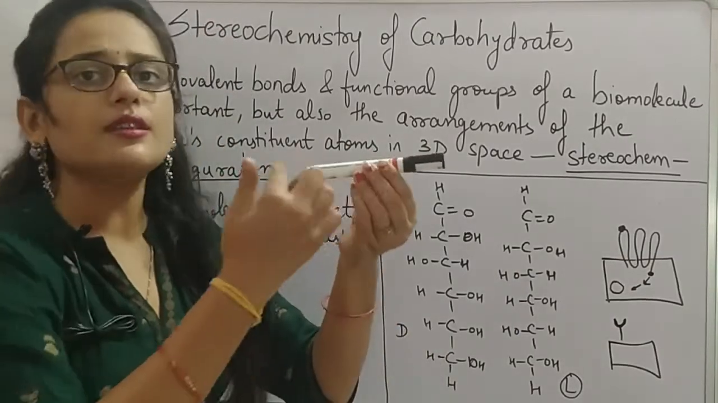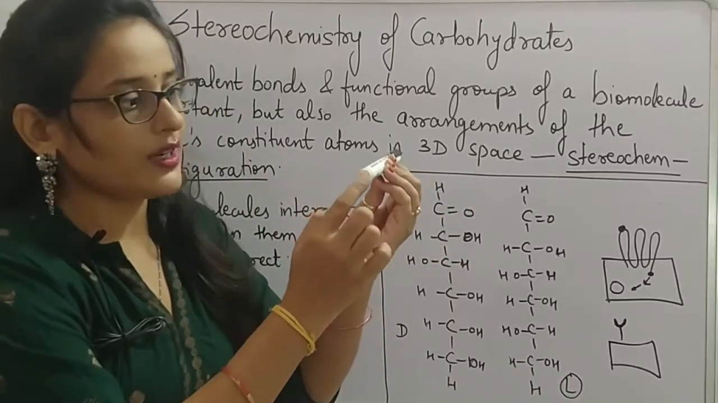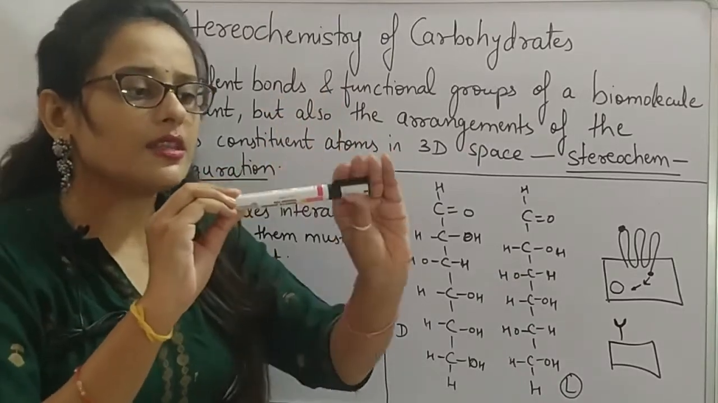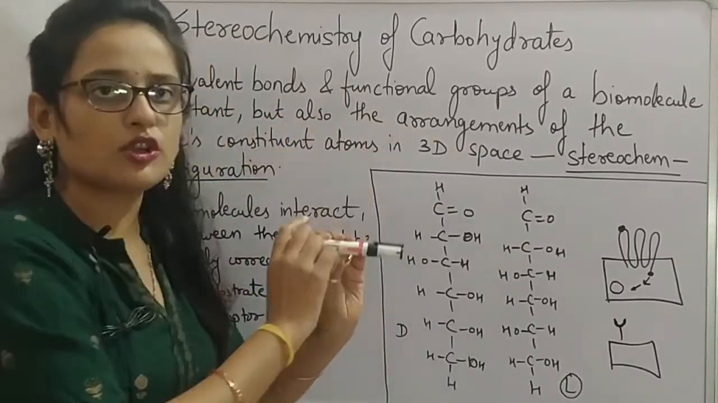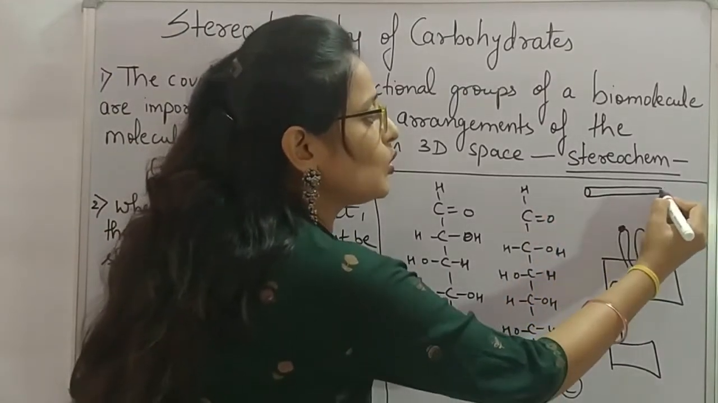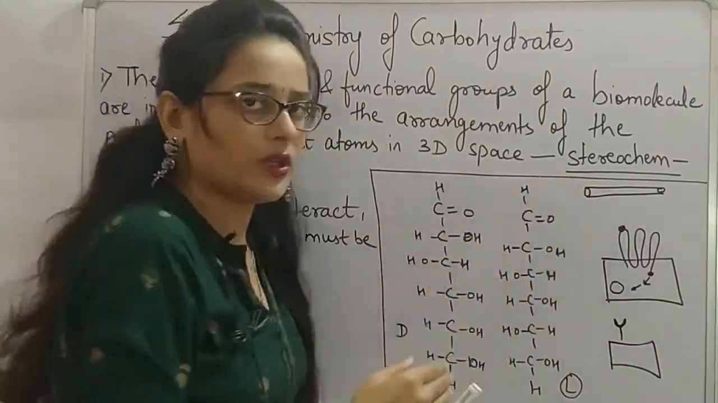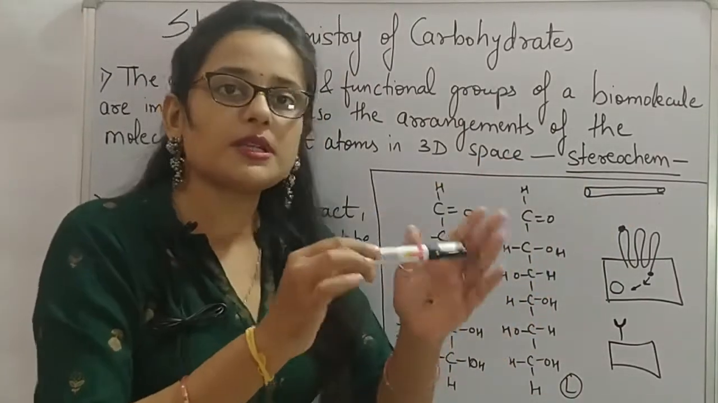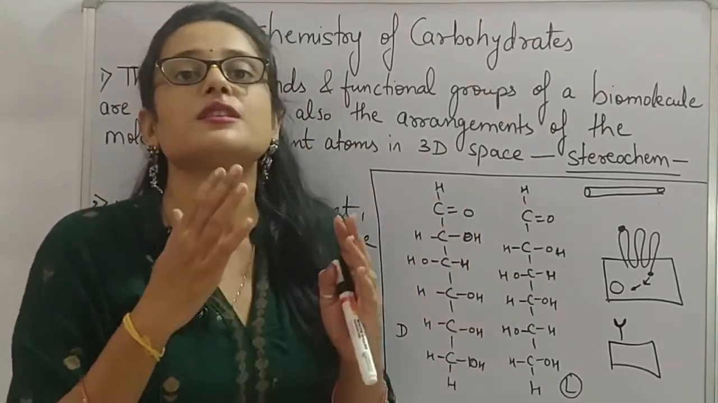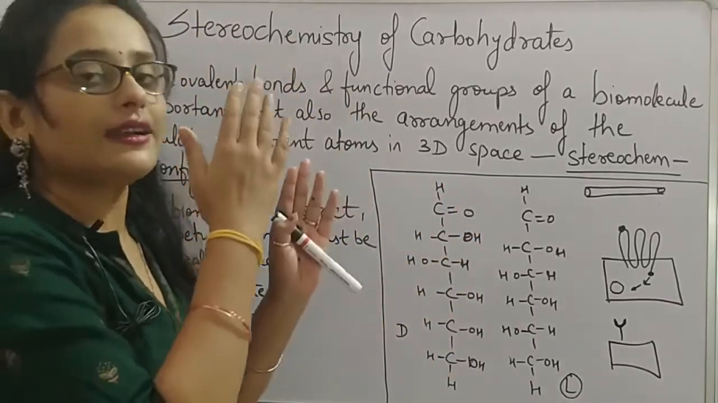Suppose this is our glucose molecule. In three-dimensional space, it has a structure like this, then it has a circular configuration. So when we want to draw it on a piece of paper, we won't be able to draw everything. Whatever we do, we will only be able to represent it in this form. So the three-dimensional arrangement of the constituent atoms is very important, and that affects the properties of that biomolecule a lot.